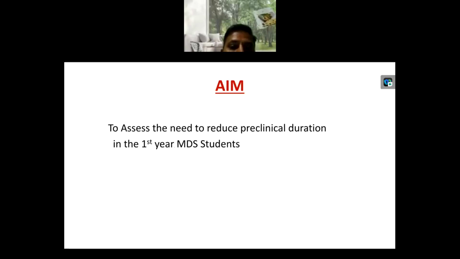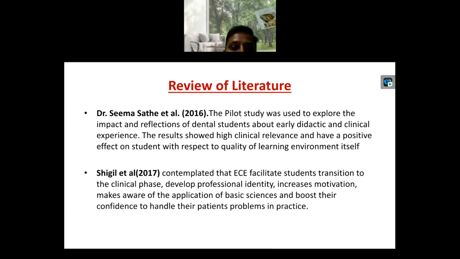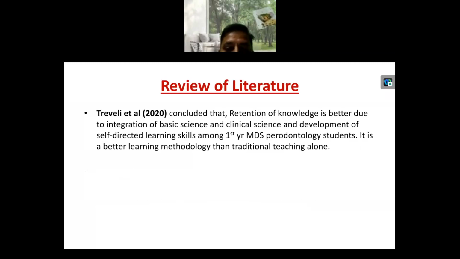So the aim is to assess the need to reduce the preclinical duration for first year MDS students. Certain studies have been done that are almost similar to early clinical exposure. There are a few studies which quote the importance of early clinical exposure and reducing the preclinical time in the undergraduate as well as postgraduate curriculum. One such study closer to my study was done for first year MDS periodontology, to expose them early to the clinic so that their clinical skills are improved by the end of the first year MDS.